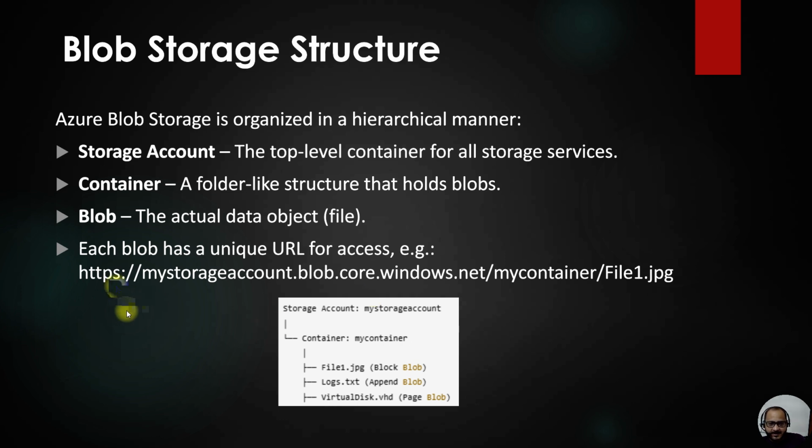So for example, here we have a file called file1.jpg, which is inside the container. You can see we have a separate URL for the particular file itself. So if you want to reference this particular file in your application or application code, you simply have to mention the particular URL for that document.